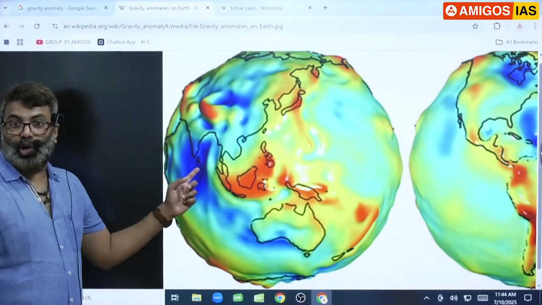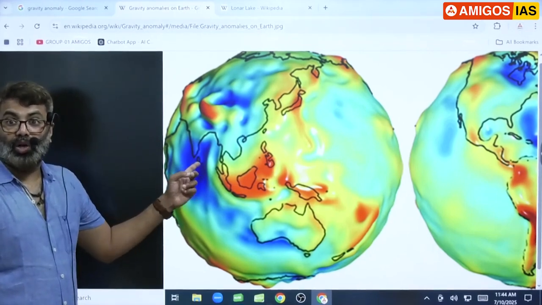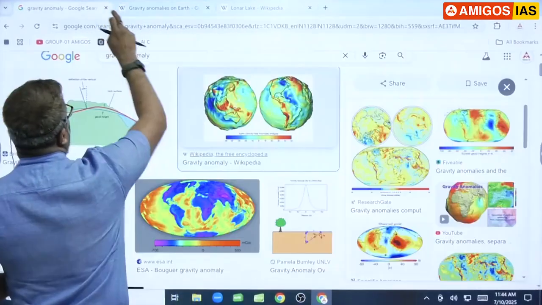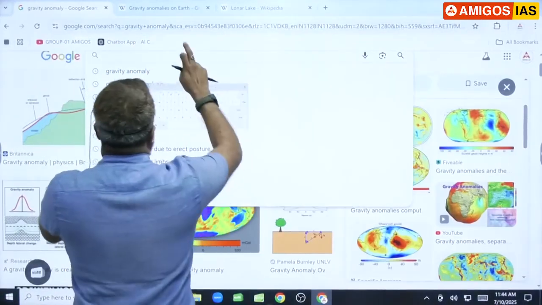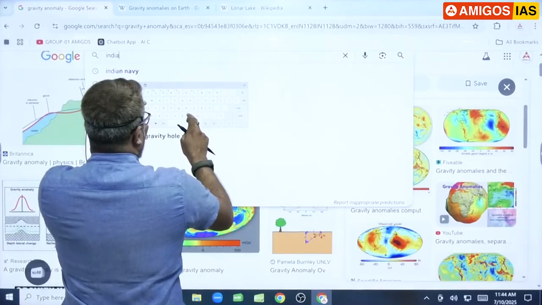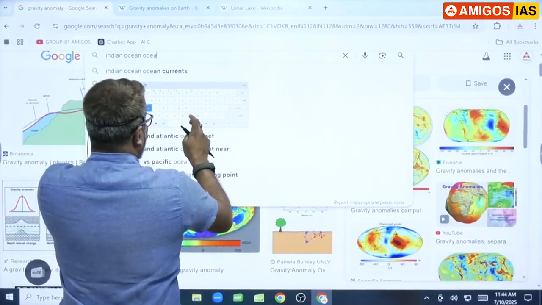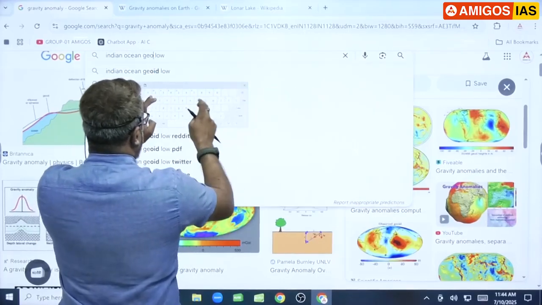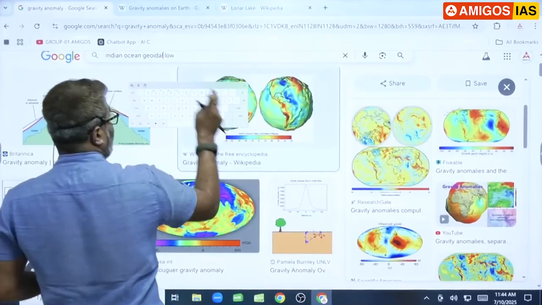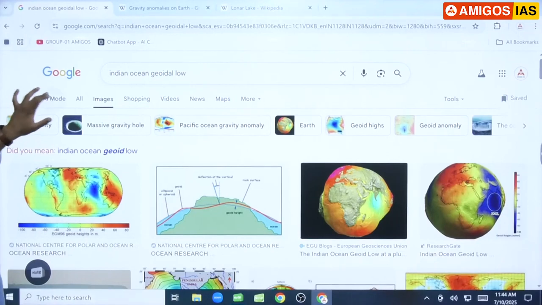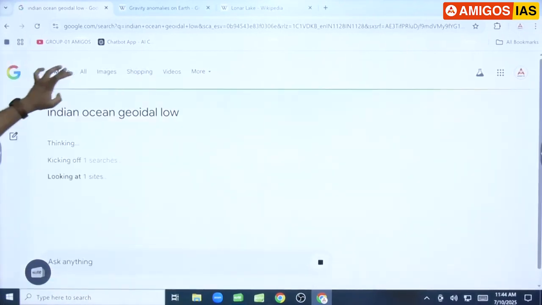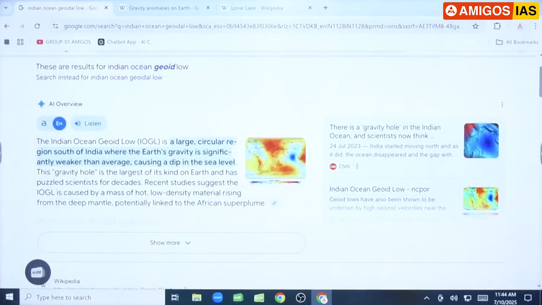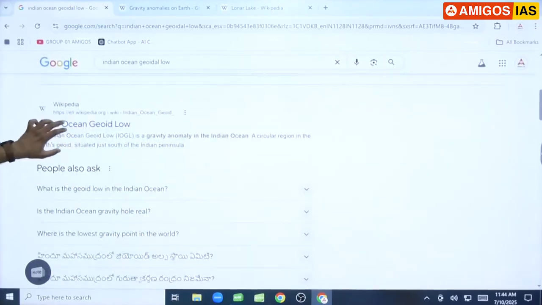Indian Ocean geoidal low, we call it. Please remember IOGL. This is going to come in the exam, I am telling you. I am showing you the image and I am telling you this is going to come. Mark it as very, very important. So please remember this point: Indian Ocean geoidal low.